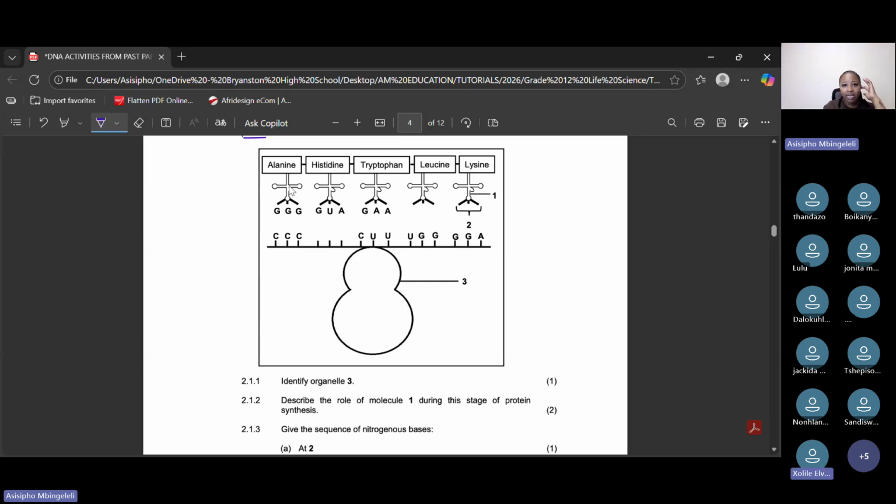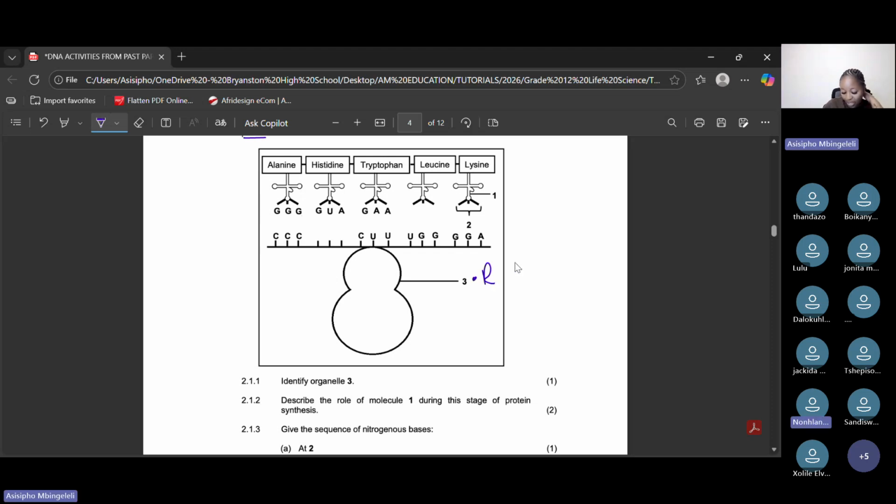And then we are having another molecule here, and then there are bases. We have some of the bases, and then some of the bases are not there. And here we've got names. I wonder what these names represent. Obviously, we can see what is happening here. Me and you should be able to tell what is happening here. Anyone, identify organelle 3. This is organelle 3.